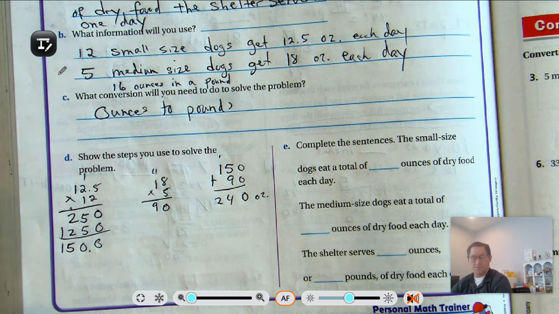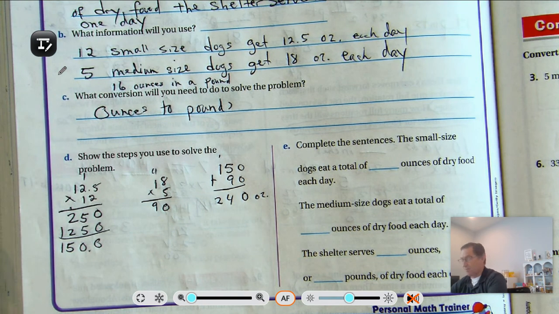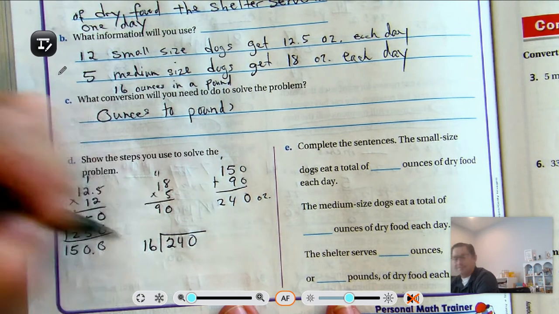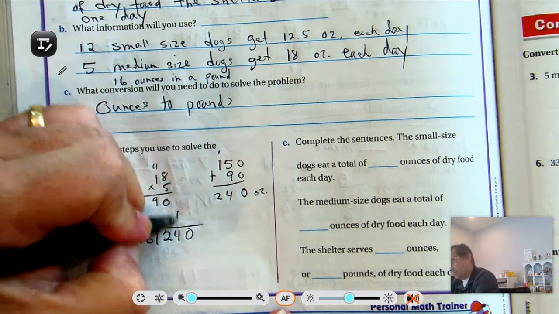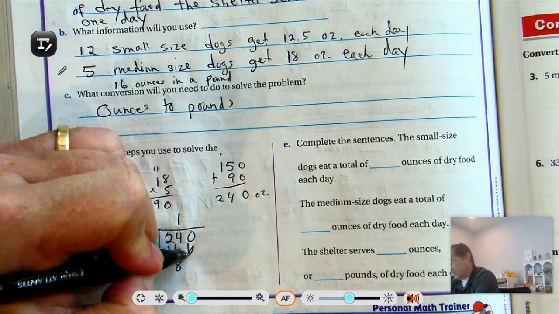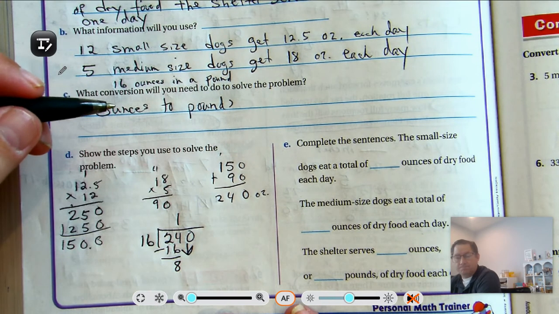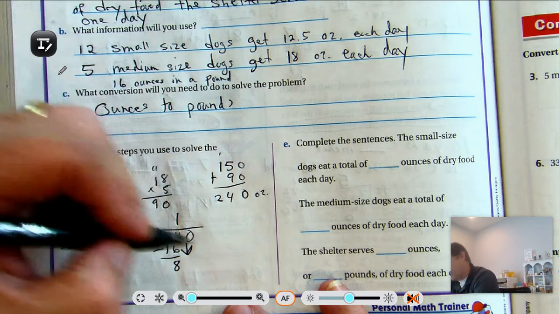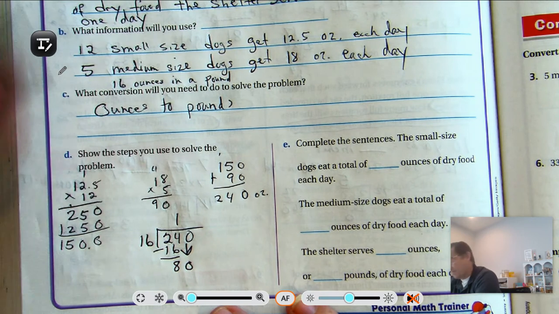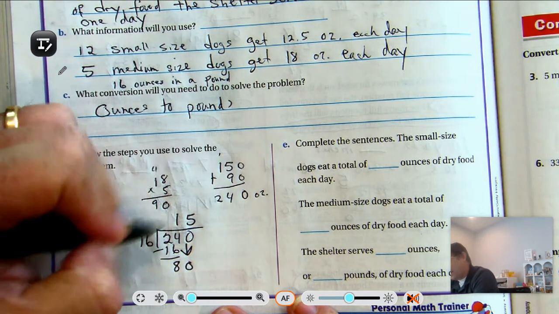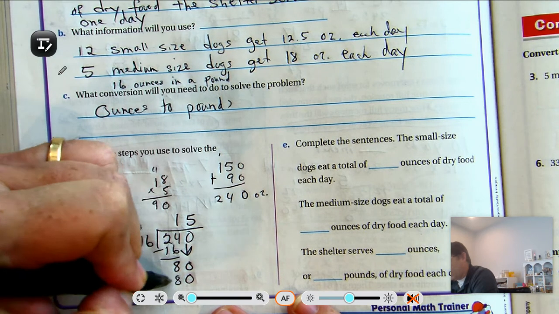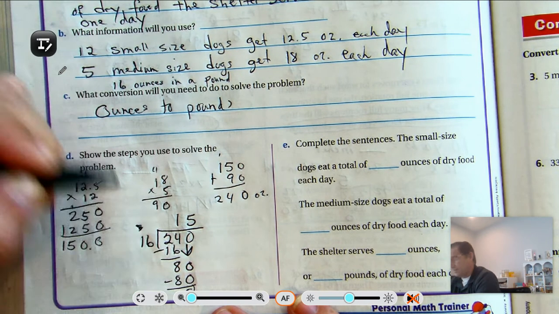Well, there's 16 ounces per pound, right? So take the 240 and divide by 16. I can take 1 16 from 24 with a remainder of 8. Trade that for 80 ones and bring down the 0 ones. 16 times what is 80? 16 times 5 is 80. 5 times 6 is 30. 5 times 1 is 5 plus 3 more is 8. So 15.